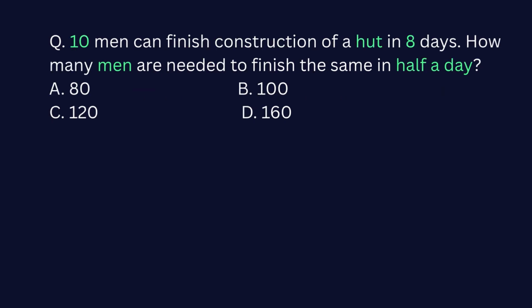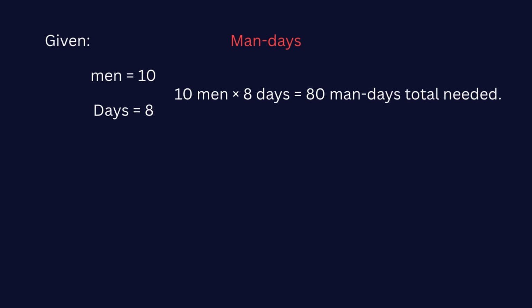10 men can finish construction of a hut in 8 days. How many men are needed to finish the same in half a day? Is it 80 men, 100, 120, or 160 men? From the question, we have 10 men, and the number of days they finished in is 8 days. We need to understand man-days. One man working 1 day does 1 man-day of work. So we need to compute the total work in man-days. I can do 10 men times 8 days, which gives me 80 man-days total.